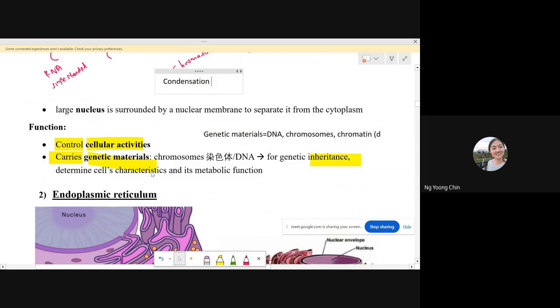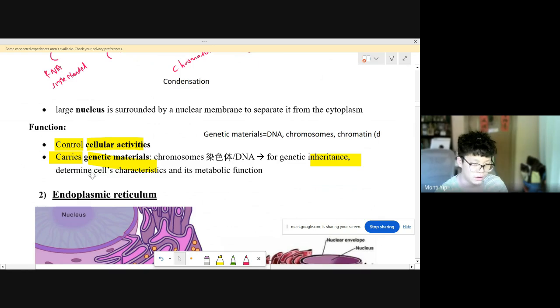So what is important in genetic material? Inside the genetic material, they contain the genetic information. This genetic information helps to determine the cell characteristic.